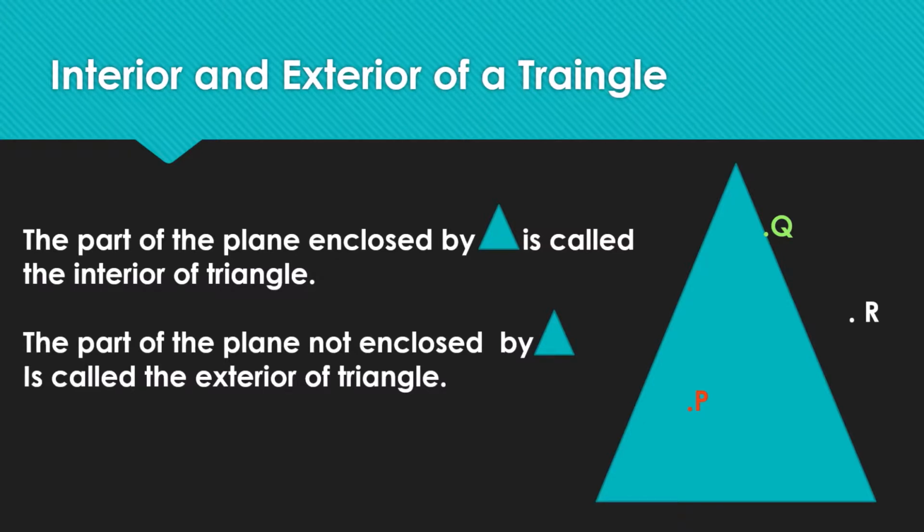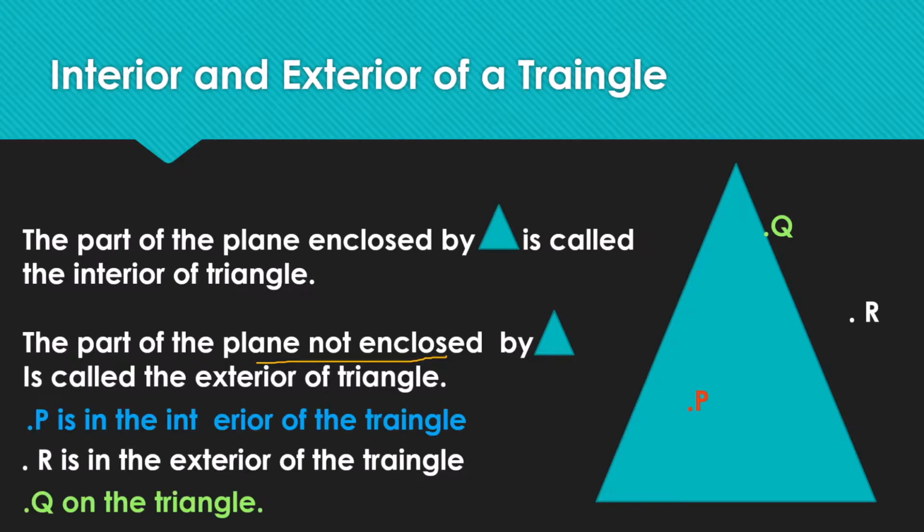Now, being a polygon, a triangle has an exterior and interior. The part of the plane enclosed by a triangle is called the interior of the triangle, and the part of the plane which is not enclosed by a triangle is called the exterior of a triangle. So from this figure we can find out point P is in the interior of a triangle, point R is in the exterior of a triangle, and Q is on the triangle. Clear?